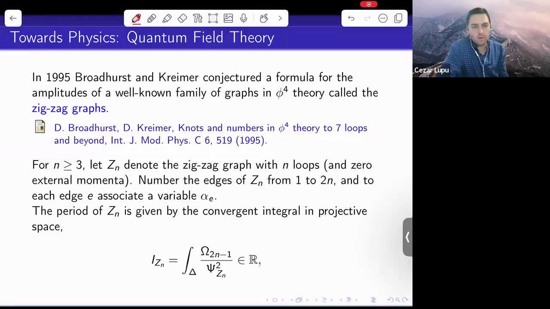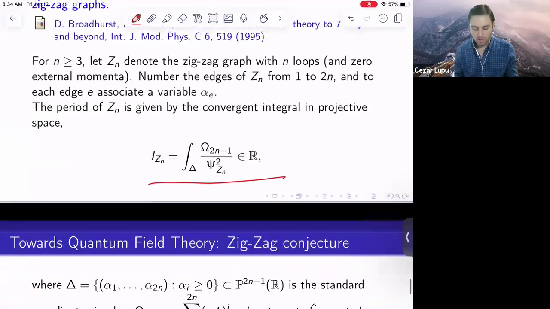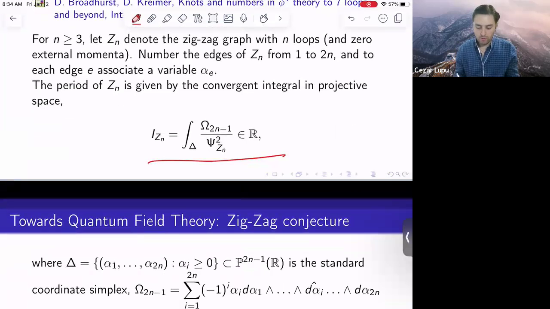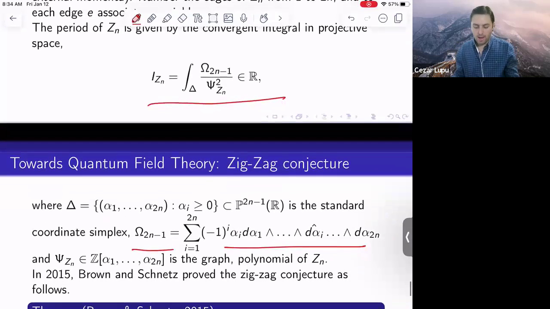We denote Zn to be the zigzag graph with n loops and zero external momenta. They associated to Zn a period, which is this integral that you see here. The integrand involves psi squared of Zn, which is a polynomial, and the integral is over the standard coordinate simplex in alpha 1 through alpha 2n, where psi of Zn is the graph polynomial of Zn.